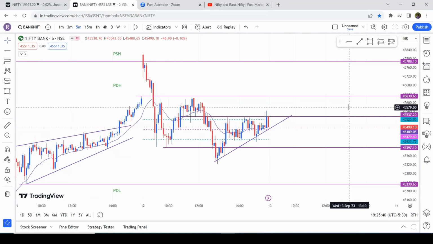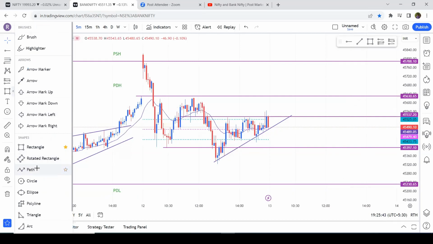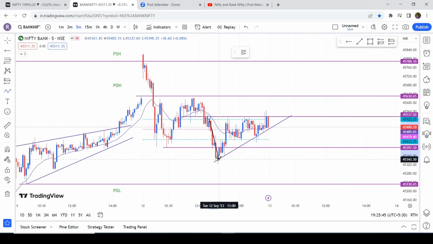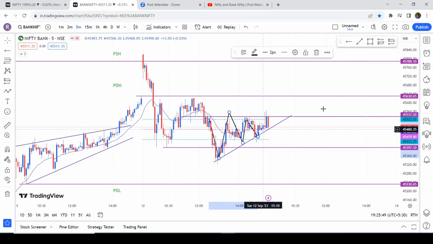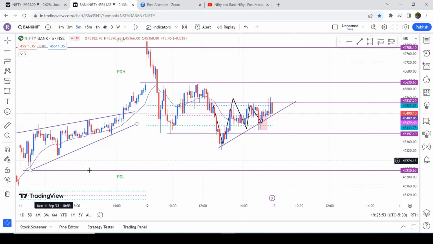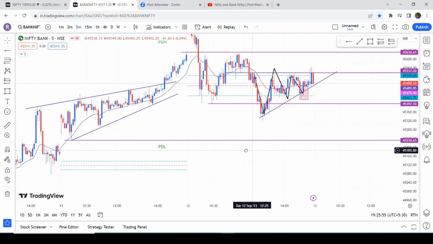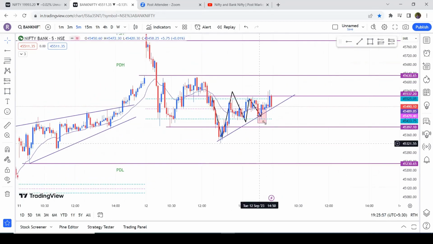And another entry could be, you can see there was a beautiful pattern over here, which is an ascending triangle. So this is one of a crazy trade, which, had there been a breakout over this range, would have given a huge momentum till previous day low or till previous day CPR or gap border. So yeah, those were the entries.